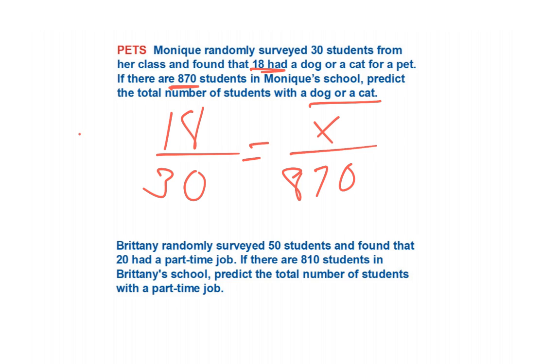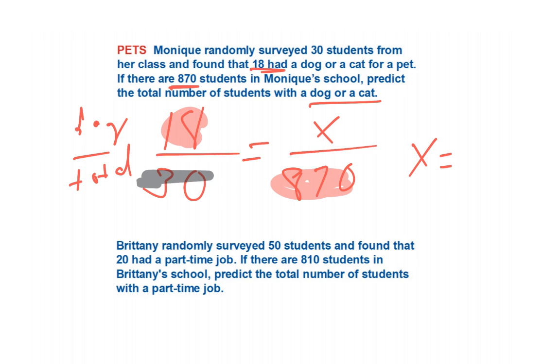So this is dog, cat, and this is total. Make sure you set it up the same way every time. So what's your answer going to be on this one? We're going to multiply 18 times 870, and then we'll divide by the 30. Anybody get the answer on that one? Say that again.